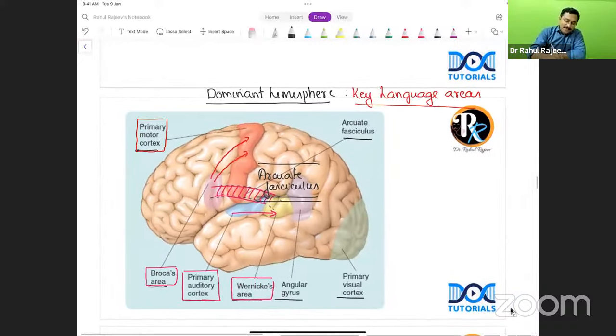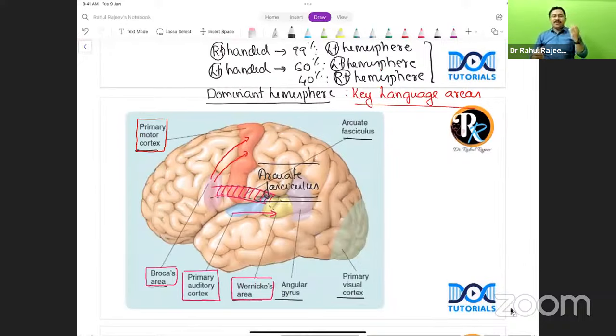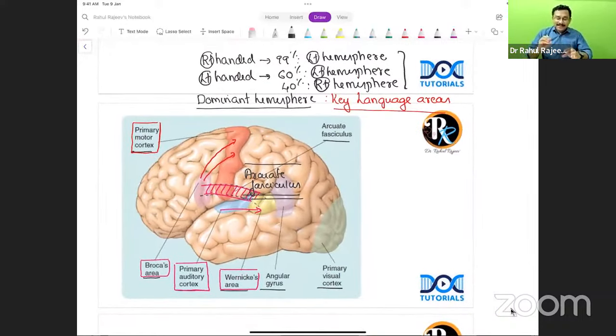Now, talking about the dominant hemisphere, in a right-handed individual, in 99% of cases, the left hemisphere is dominant, which means these language areas will be located in the left hemisphere. What about left-handed individuals? Even in left-handed individuals, 60% will have left hemisphere dominance. So even among left-handed, the majority have left hemispheric dominance, but a higher proportion will have right hemispheric dominance compared to right-handed individuals. So what is this dominance meant by? It is where you have these language areas. These are certain key language areas.